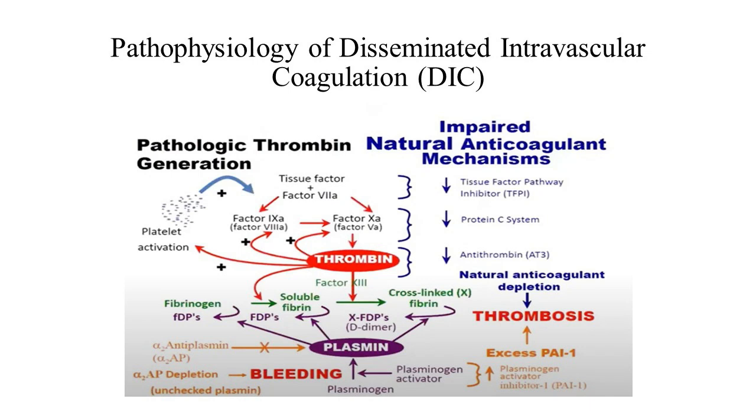In summary, DIC results from uncontrolled thrombin generation, depletion of natural anticoagulants, and imbalance of fibrinolysis. The combined effect is widespread microvascular thrombosis leading to organ dysfunction, along with consumption of platelets and coagulation factors that predisposes to bleeding.